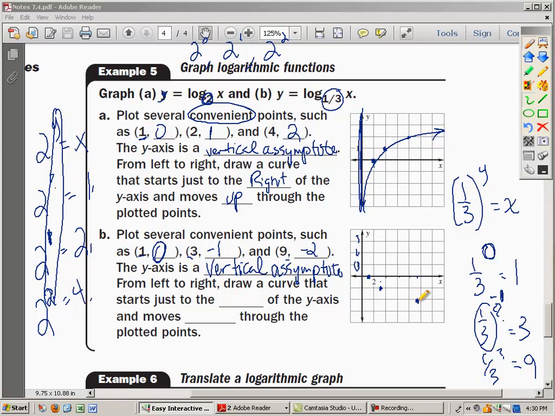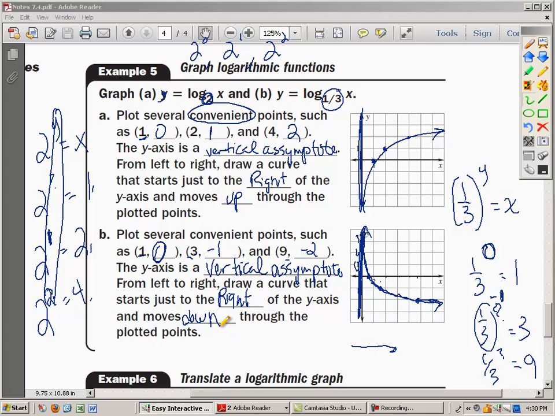Now this one's going to look a little crazier because in this case my vertical asymptote is here, so my graph is going to approach that. As you can see, as I'm moving from left to right, my graph is going down. So now I'm going to take this and extend that graph. Oops, my hand's in the way. Sorry about that. There we go, so we'll get something like this. Again, from left to right, draw a curve that starts just to the right of the y-axis and moves down through the plotted points.